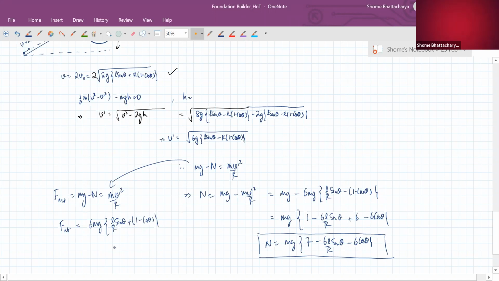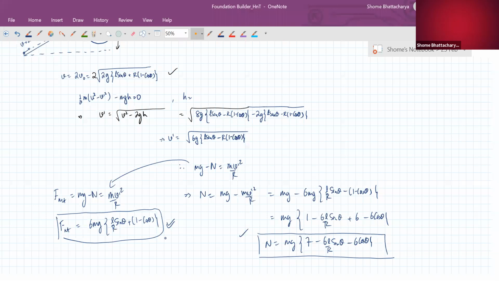Sorry, plus 1 minus cos theta. Okay, so this is the net force, whereas this is the normal reaction. So what the question asked is this, the net force. Okay, so again, hope this is clear, Kunj and Ayush.